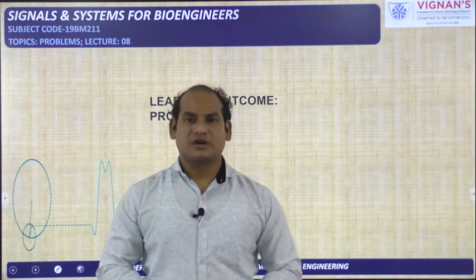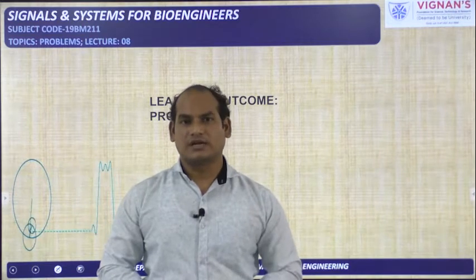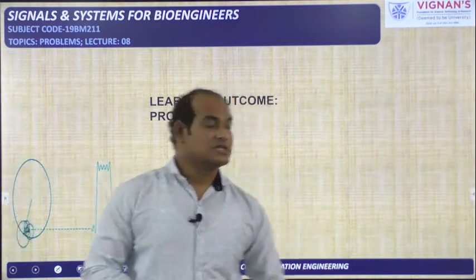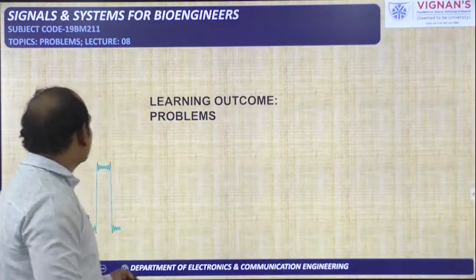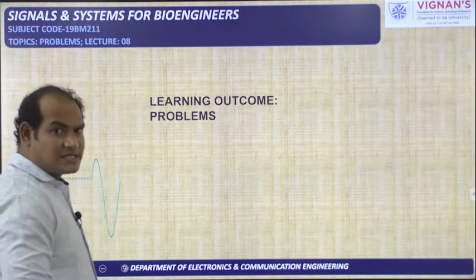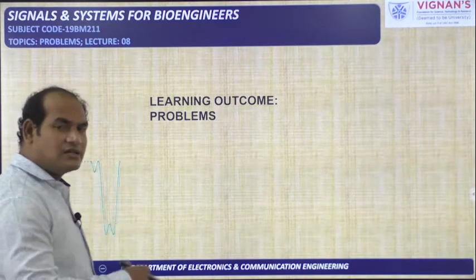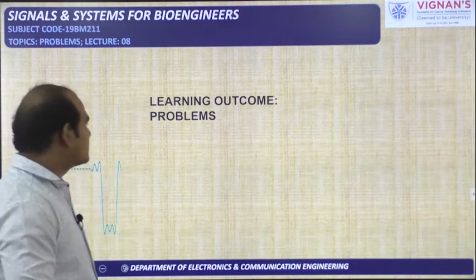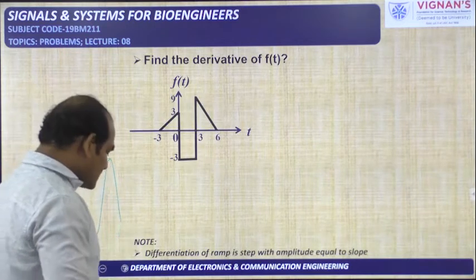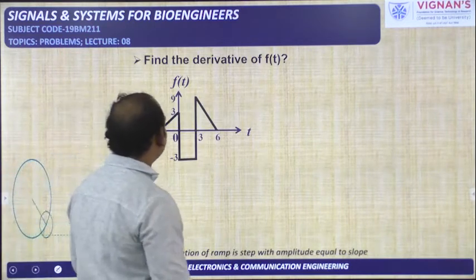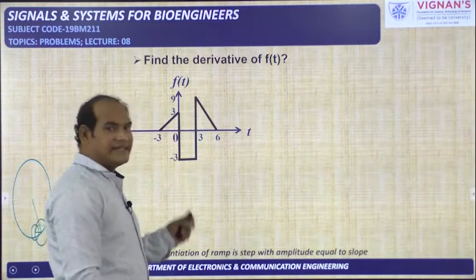So all these things we have seen, and some problems also we have done, and we will continue our problems in this lecture. That is about problems on the basic signals only. What we have studied till now on those topics, we will see the problems. So here one signal is given, that is f of t. For this signal we need to find the derivative.